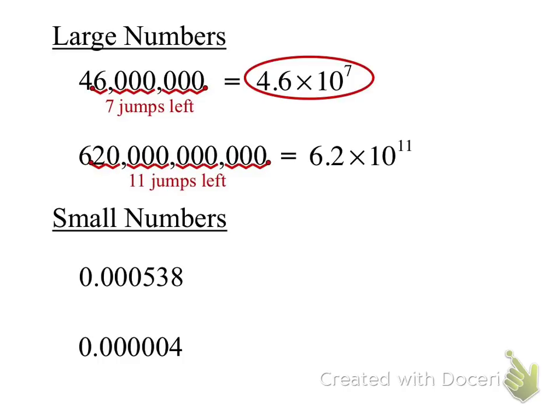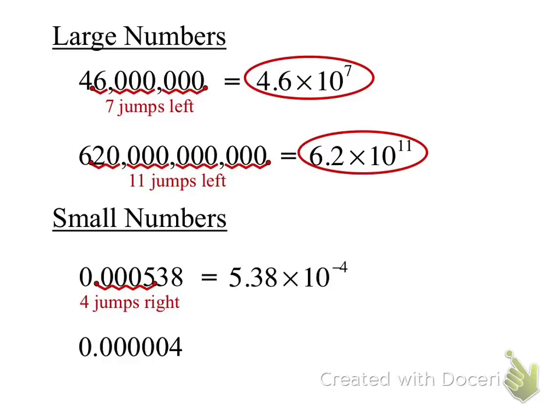All right, I'm going to do an example of the smaller number. I'm moving my decimal 1, 2, 3, 4, 5 places. No, 1, 2, 3, 4 places. Remember, I have to make it become a number between 1 and 10, so I stop between the 5 and the 3. Since I moved it 4 places, and it started out as a decimal, I have to imply that with my power of 10. So it's going to be 5 38/100 times 10 to the negative 4th power.